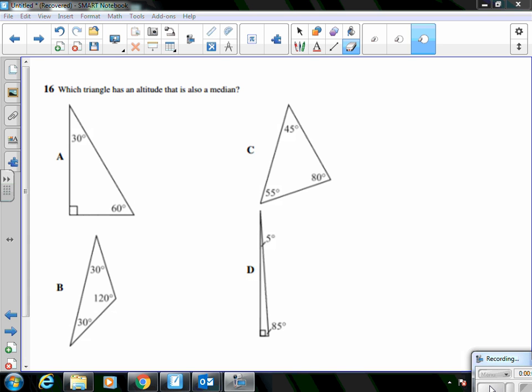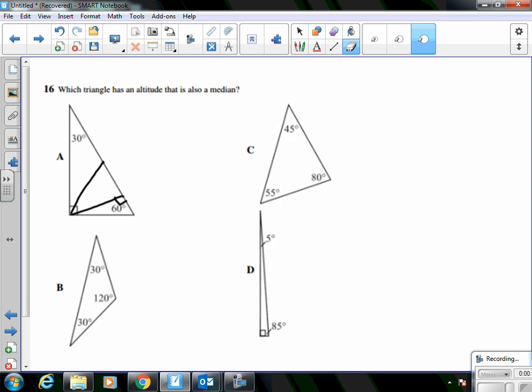has an altitude that is also a median. Right, so remember, an altitude goes from a vertex to the opposite side and is perpendicular to that opposite side. And the median goes from the vertex to the midpoint of the opposite side. So when you start looking at these, if I draw in an altitude for that, it's not going to go to the midpoint. To go to the midpoint, it's going to go over there. So those are not the same.